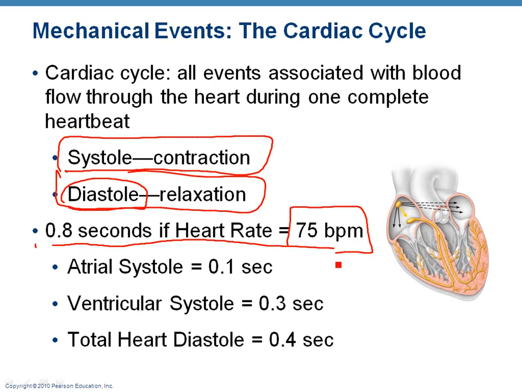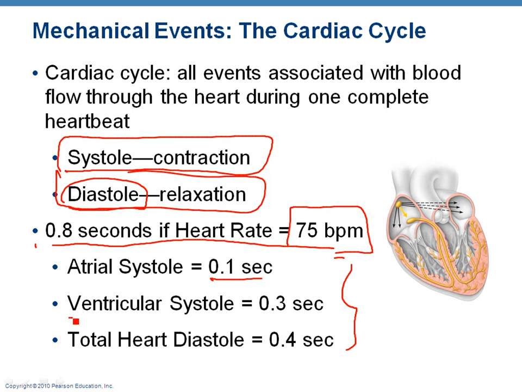And that 0.8 seconds can be divided up into three major parts. You have atrial systole. It's when the walls of the right and the left atria together are contracting to squeeze blood from there down into the ventricles. That lasts about 0.1 seconds, so not very long.